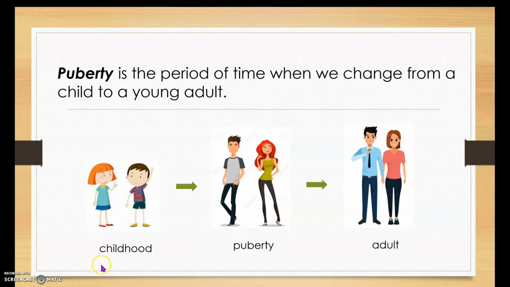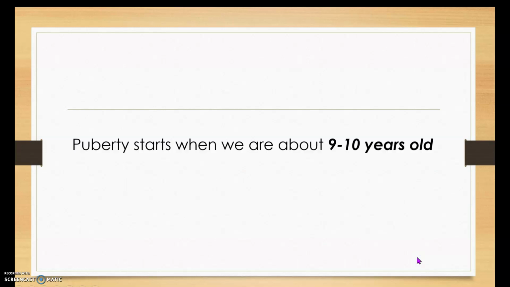Everybody repeat after me. Childhood, puberty, adult. Very good. So once we are an adult, that's when we reach a stage that we are capable of reproduction, because we reach our sexual maturity. Now let's move on to our next slide.